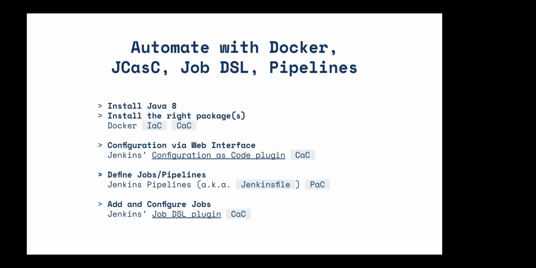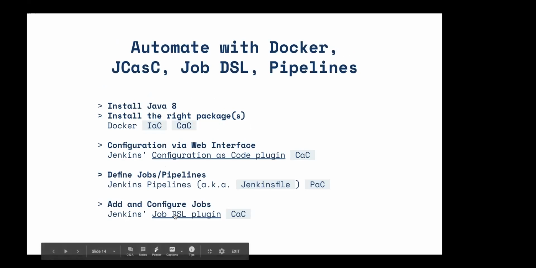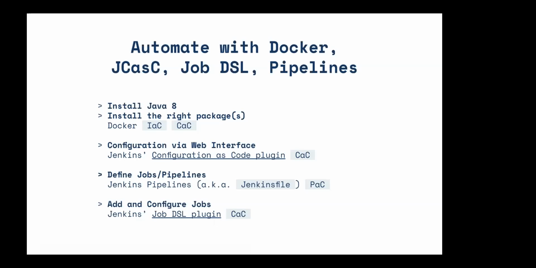So we're going to carry that paradigm with us today, and we're going to set up our Jenkins server completely automatically using Docker, Jenkins Configuration as Code, which is JCasC, Jenkins pipelines, and Jenkins Job DSL. So the goal at the end of this presentation is we will have a setup where to set up Jenkins with all the jobs that we want, we don't have to click a single button. We just have to run a single command on the command line. So how do we do that?